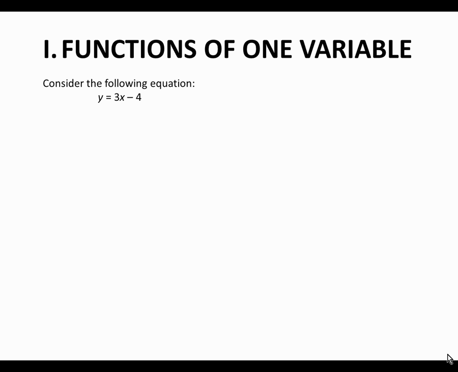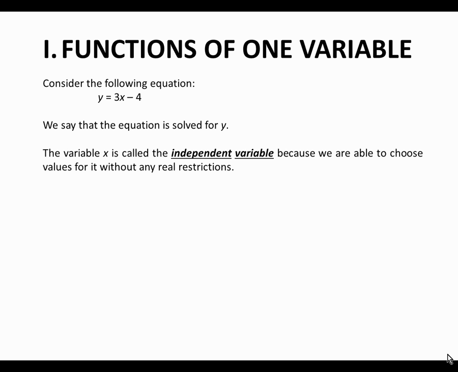Now those that recall stuff from your high school algebra days, you know that this is a line. It's in the y equals mx plus b form. We say that the equation is solved for y because it says y equals on one side. If it said x equals on one side, we say that it's solved for x. We prefer to have it solved for y. So the variable x is called the independent variable.